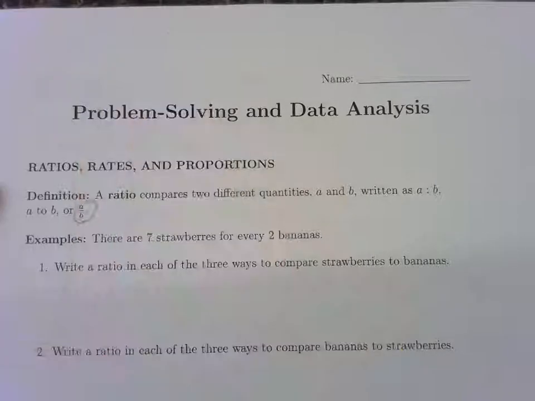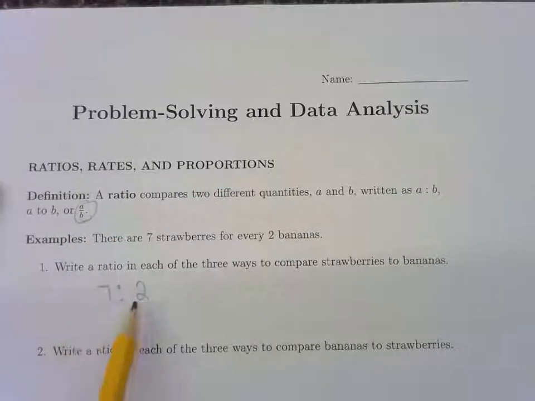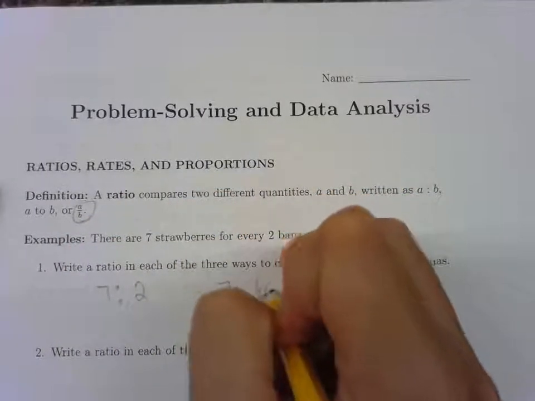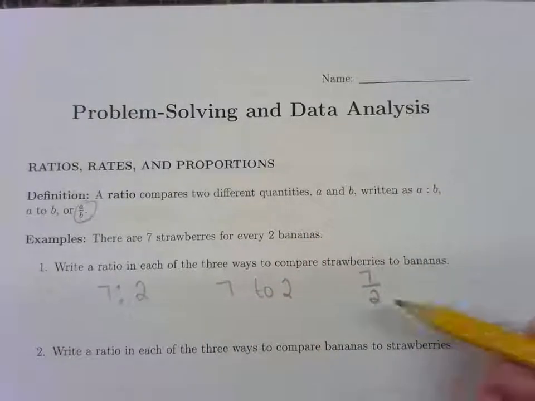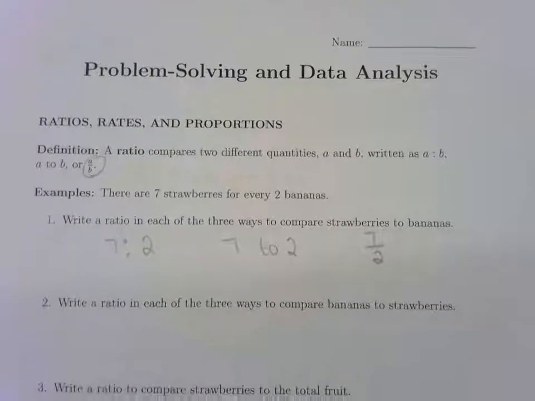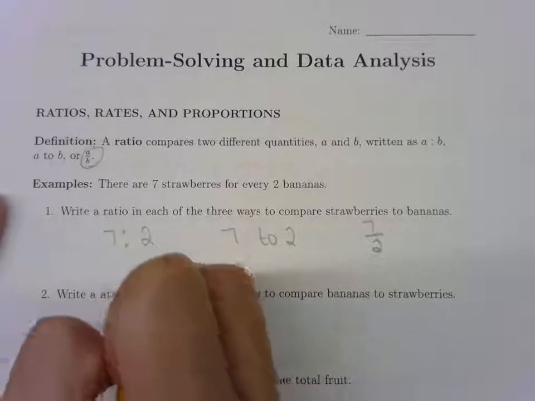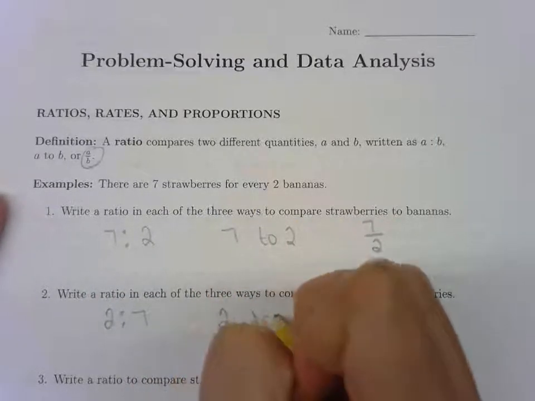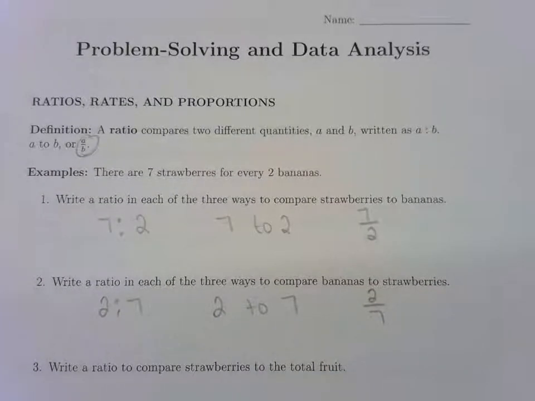We want to do strawberries to bananas, so we'll do 7 to 2. Okay, 7 strawberries to 2 bananas. We'll write 7 to 2, or we can write 7 over 2. Okay, so that would be strawberries to bananas. Number 2, write a ratio in each of the 3 ways to compare bananas to strawberries. Now we're going to be writing this backwards because we want to start with bananas. So this would be 2 to 7, or 2 over 7. Okay, so that's bananas to strawberries.